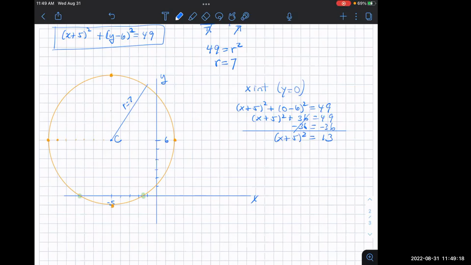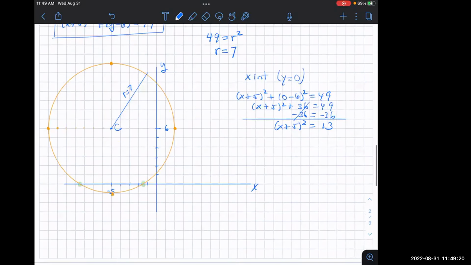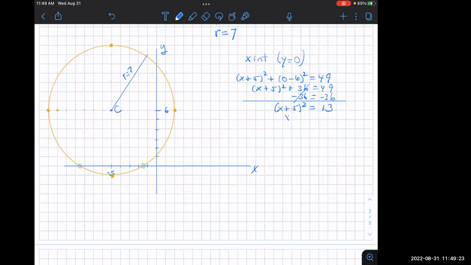49, yeah. Take square roots to get rid of the square. So x plus 5 equals plus or minus root of 13. And subtract the 5, so -5 plus or minus root of 13. So that would be (-5 plus root of 13, 0) and (negative 5 minus square root of 13, 0). So negative 5 minus square root of 13 is less than negative 5 plus square root of 13. Okay.